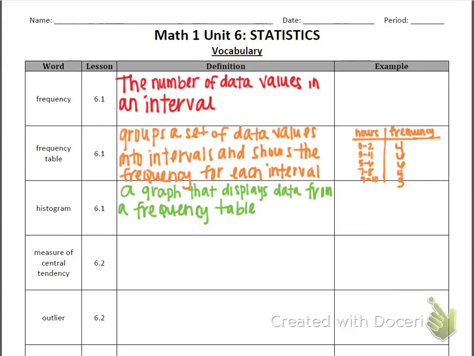So remember back in the day in elementary school when you guys would make bar graphs? A histogram looks kind of like a bar graph, but it uses the information from our frequency table. So we are only looking at quadrant 1 here. So it's more of like a chart. It's not something that we would necessarily have to do on graph paper.